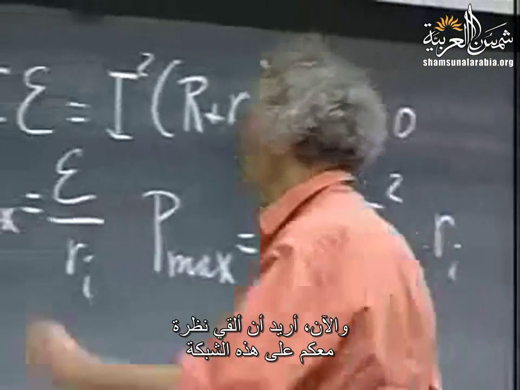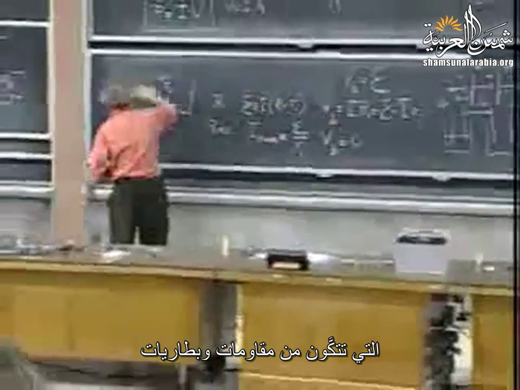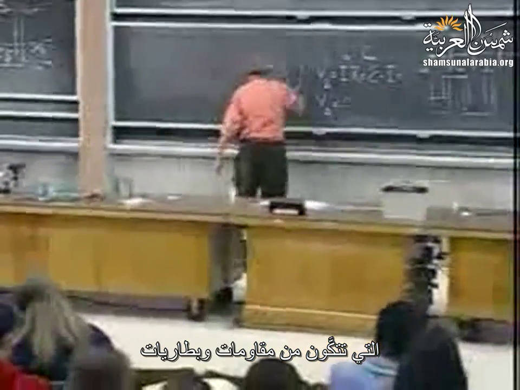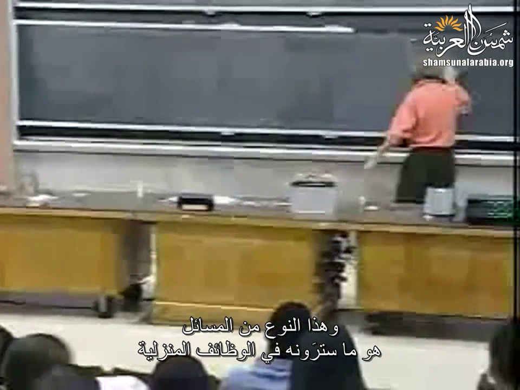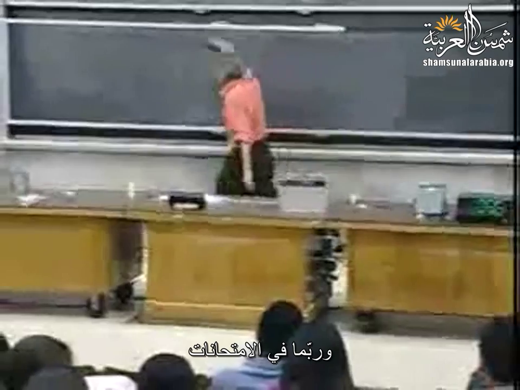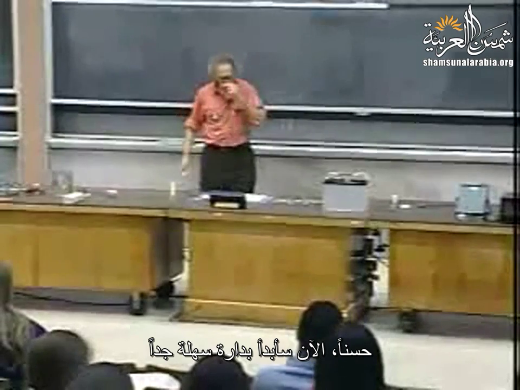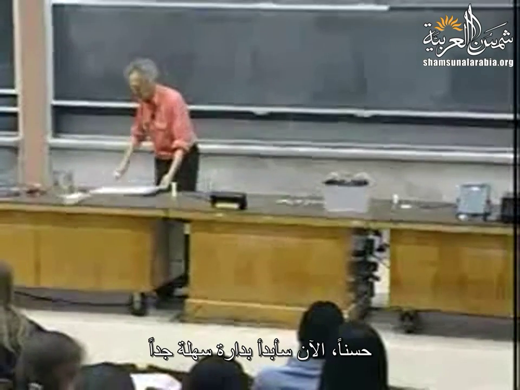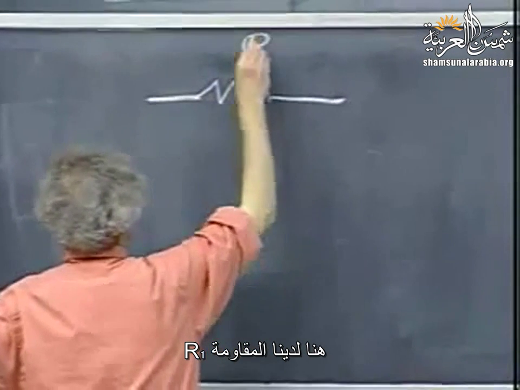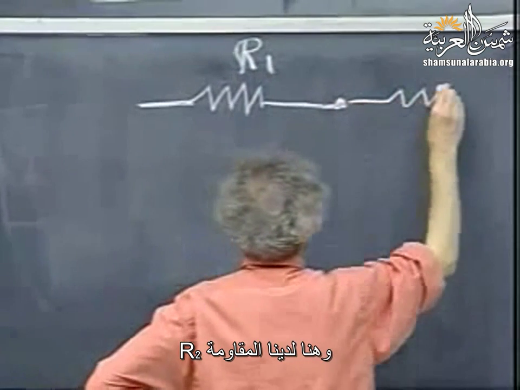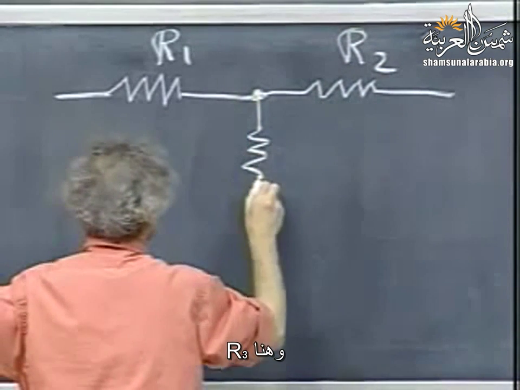Now I want to take a look with you at a network which consists of resistors and batteries. Now this is the kind of stuff that you see on homework, assignments, and perhaps on exams. So now we start out with a very modest circuit. Here we have a resistance R1. Here we have a resistor R2. And here R3.